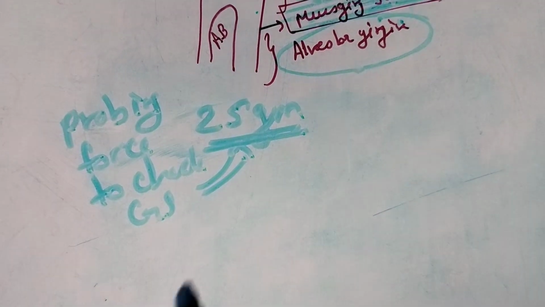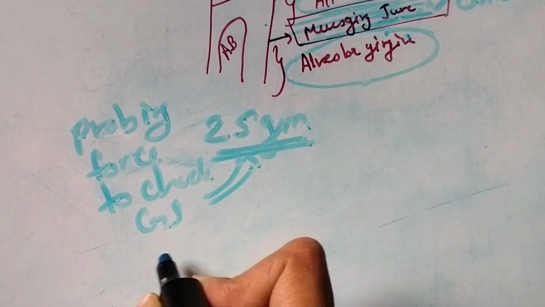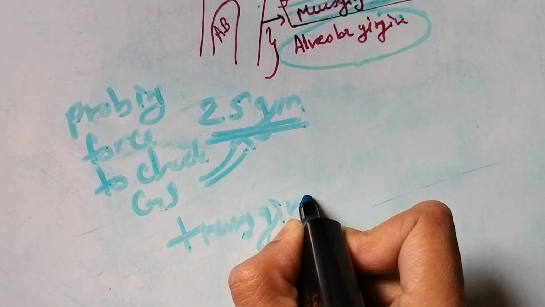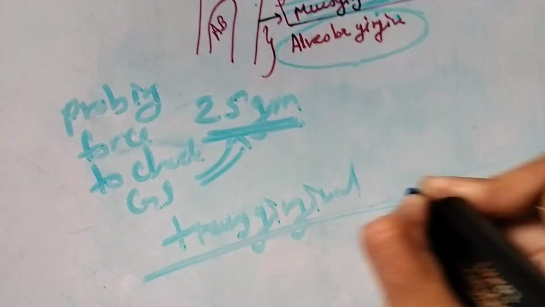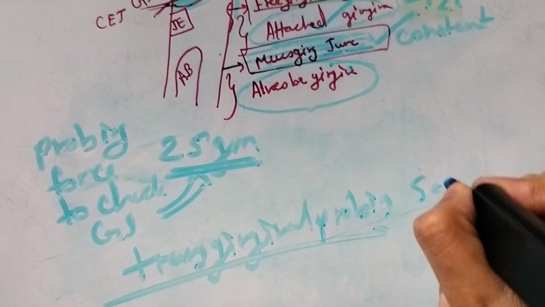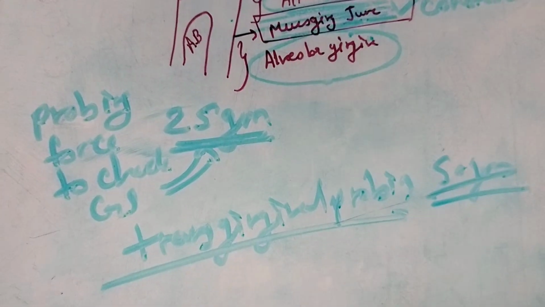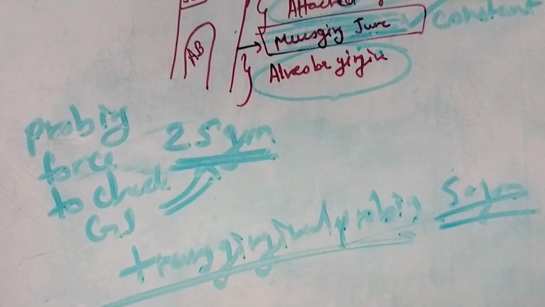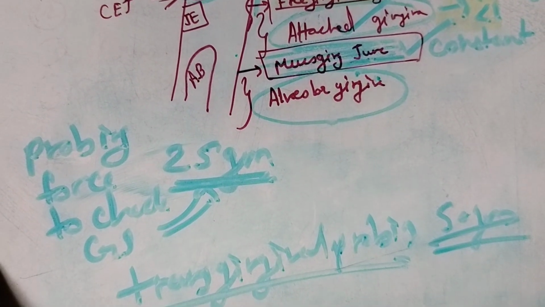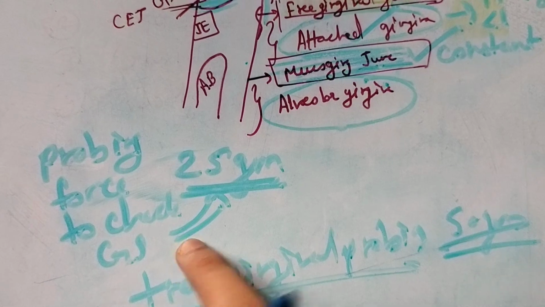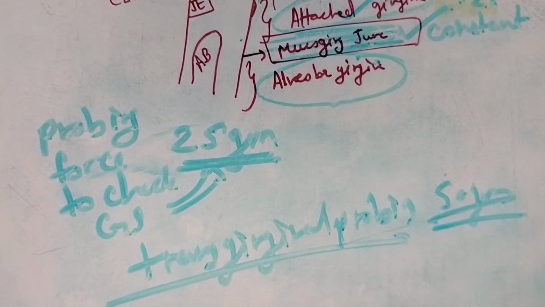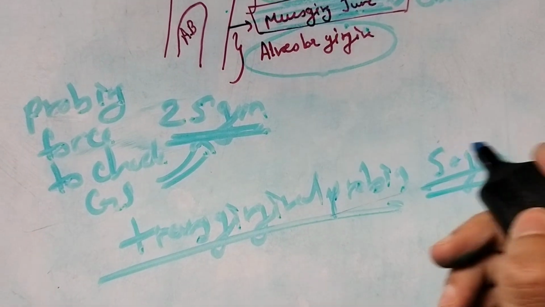Probing force for the transgingival probing is 50 gram. They asked about these two types of MCQ: the probing force to check the gingival sulcus, the answer should be 25 gram, and the probing force for the transgingival probing is 50 gram.